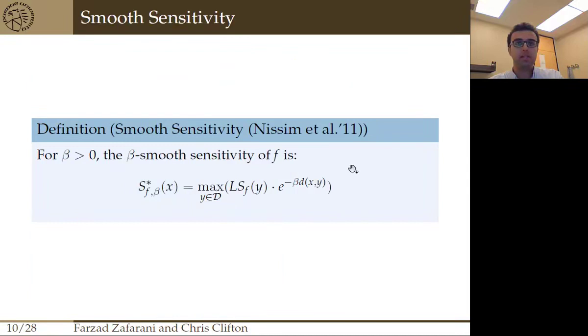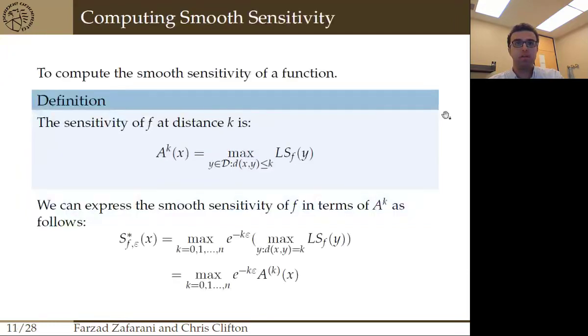So next is the definition of smooth sensitivity by Nissim et al. For a beta greater than 0, the beta smooth sensitivity of f is defined as the following equation. And in their paper, they have discussed how to compute the smooth sensitivity of a function f. So the smooth sensitivity of a function f at distance k is as follows. And we can express the smooth sensitivity of f in terms of A(k).